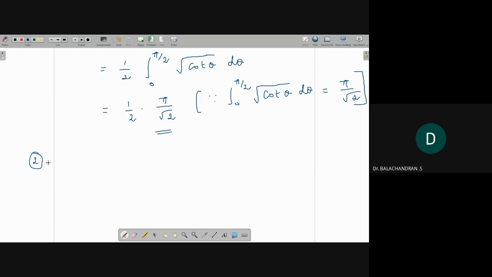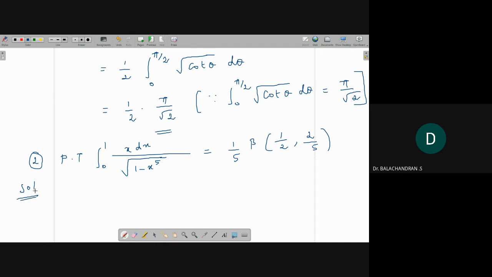Second problem, prove that integral 0 to 1 x dx divided by root of 1 minus x power 5 is equal to 1 by 5 into beta, the final answer in terms of beta 1 by 2 comma 2 by 5. So now the solution. Please tell what is the substitution for this problem.